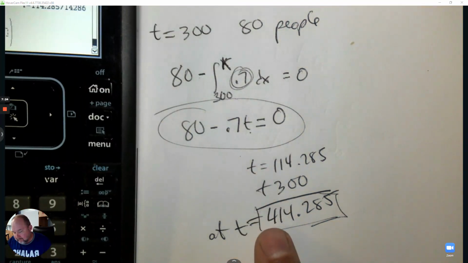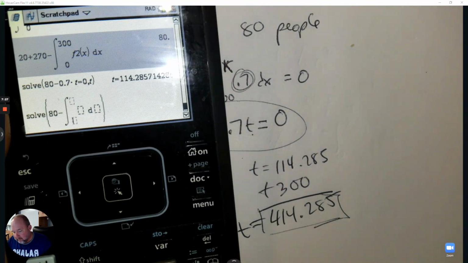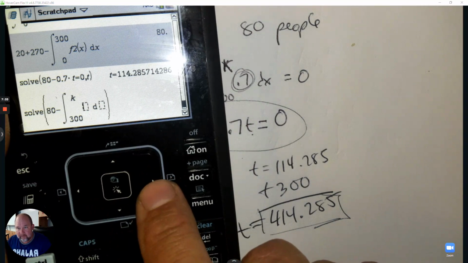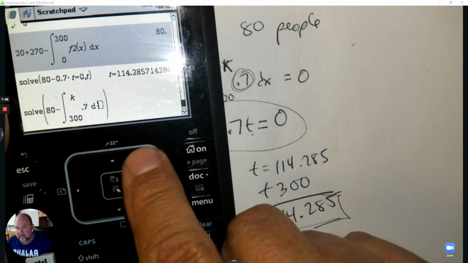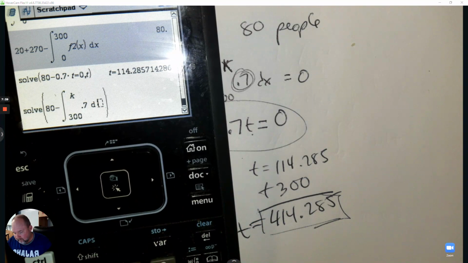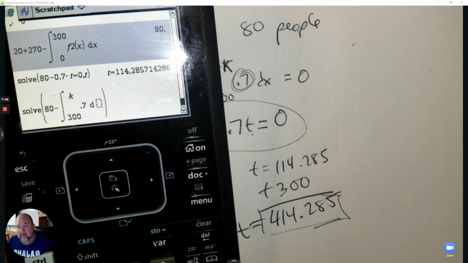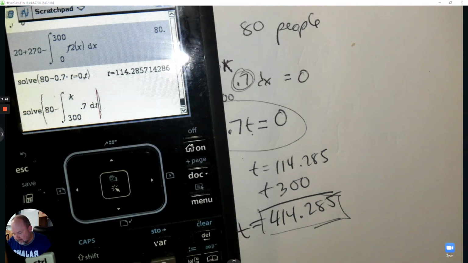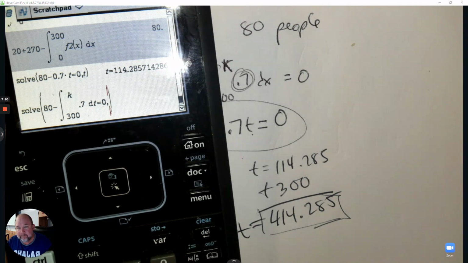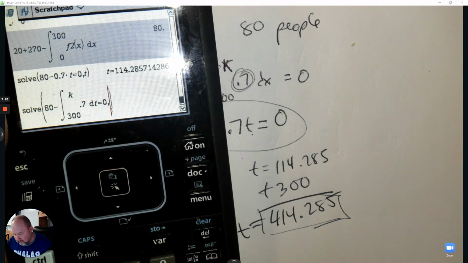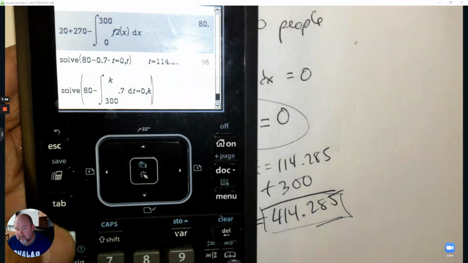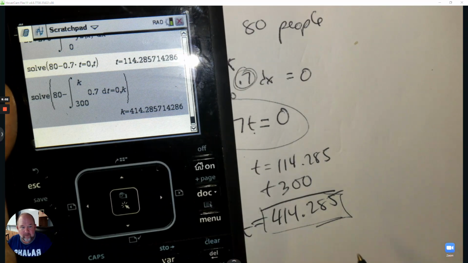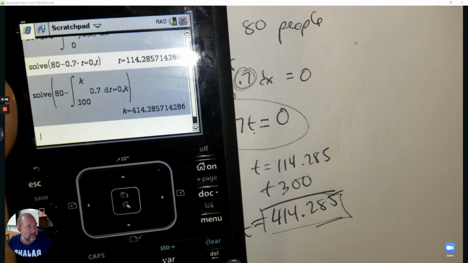I'm going to integrate from 300. I'm going to call it k, whatever that number is. And the rate is just 0.7. And that's equal to 0. Let's see if this works. Maybe it won't. And then solve for k. Did it. Look at that, right out the gate. So it gave you 414.285. Isn't that sweet? Anyway, I like it.